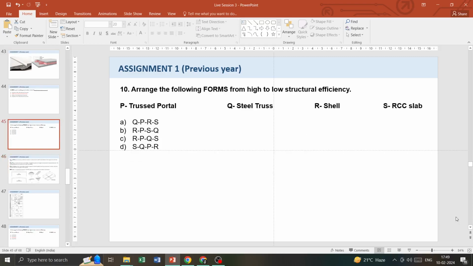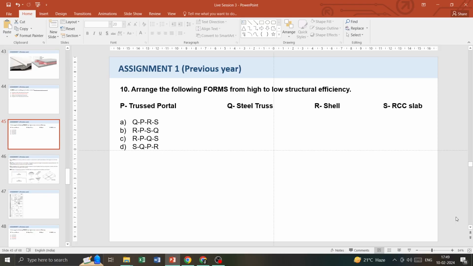So coming back here, we just saw in the image that the curved forms like arches, domes and shells have really high structural efficiency, and our question asks to arrange from high to low. So R would be on top.